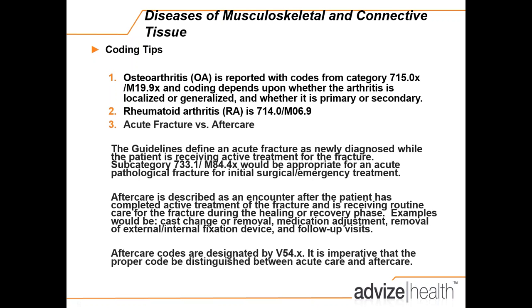Then you have acute fracture versus aftercare. Again, it's going to be connective tissue, or the same musculoskeletal category, if they have a fracture versus aftercare. The guidelines define an active fracture as newly diagnosed when the patient is receiving active treatment for the fracture. The subcategory M84.4 would be appropriate for an acute pathological fracture for initial surgical or emergency treatment.